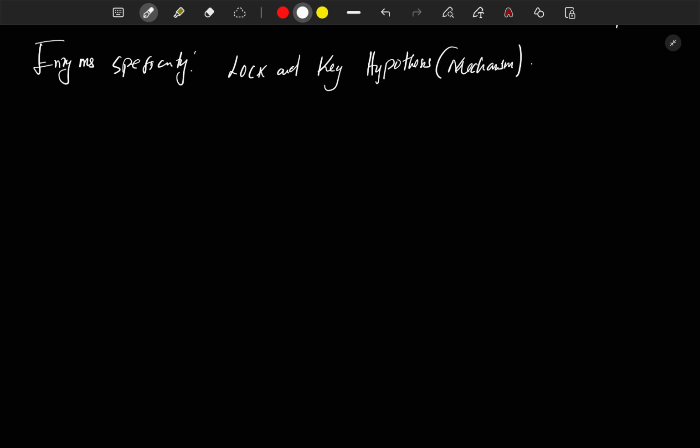Now, there are two factors that I want to talk about in terms of enzymes that affect enzyme activity. That is temperature and pH. These are some of the crucial factors that affect enzyme activity. So if you are copying, you can just write: factors that affect enzyme activity.